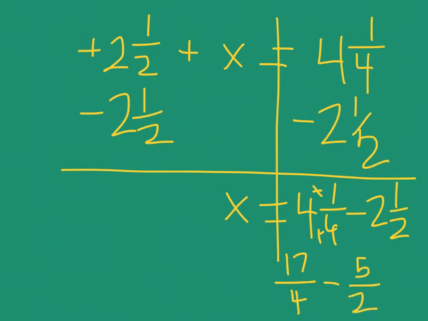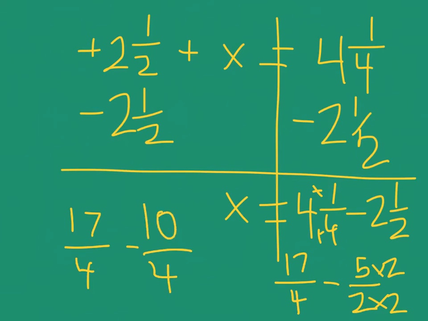Our common denominator is going to be 4. I'm going to have to move over here to the left. So I have 17 over 4 minus, and then I have to multiply the 2 by 2 and the 5 by 2. That way we can get a common denominator of 4. 2 times 2 is 4. 5 times 2 is 10. Now we subtract across the top, and you keep the denominator the same, and you're left with 7/4 as your final answer.